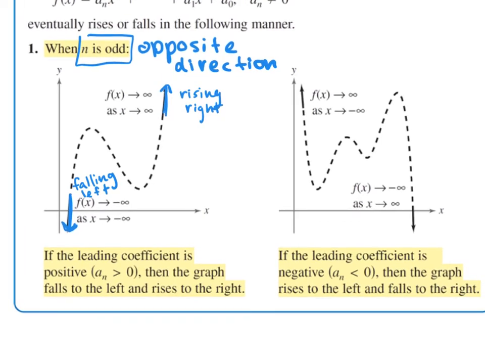When our leading coefficient is negative, so that number that's being multiplied to our highest x power, if that's negative, it just flips. So instead of falling left and rising right, we are rising left and falling right. So when it's negative, we just flip it.